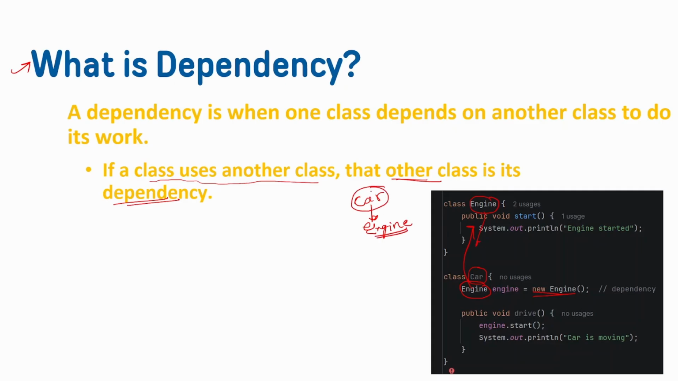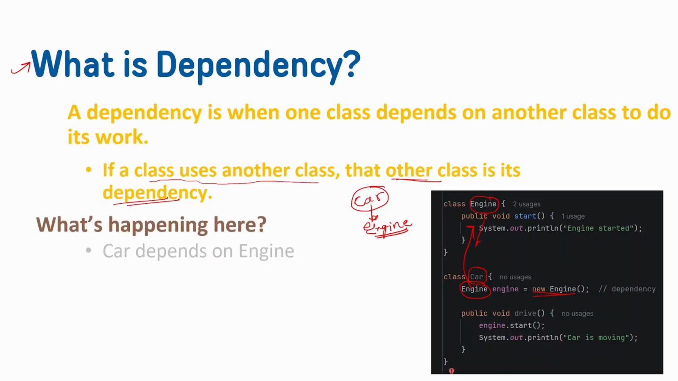Here we can say that Engine is the dependency of the Car class. So what is a dependency? When one class depends on another class for its working, then that other class is known as its dependency. You can see that the Car depends on the Engine. We can say that the Car object depends on the Engine for its working.